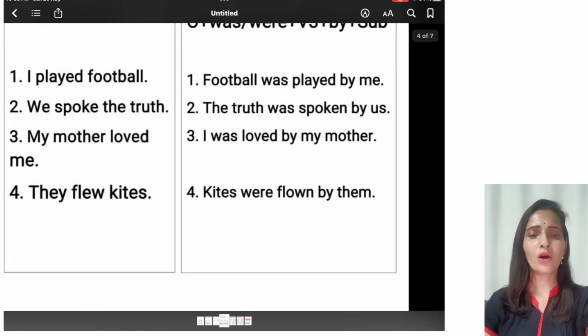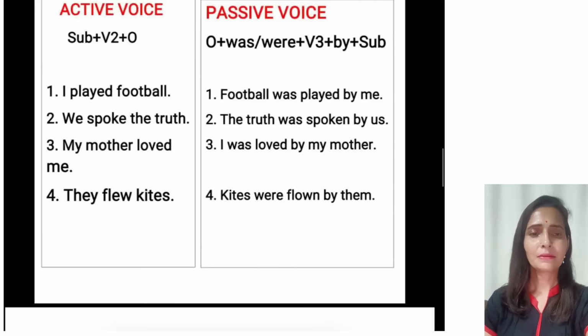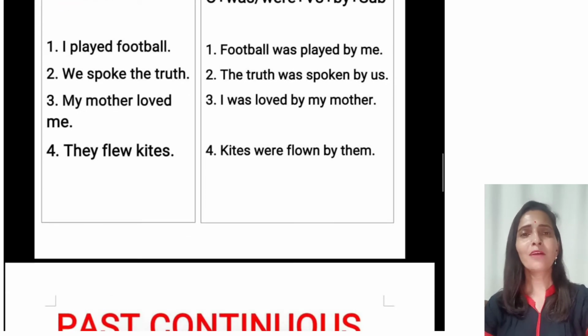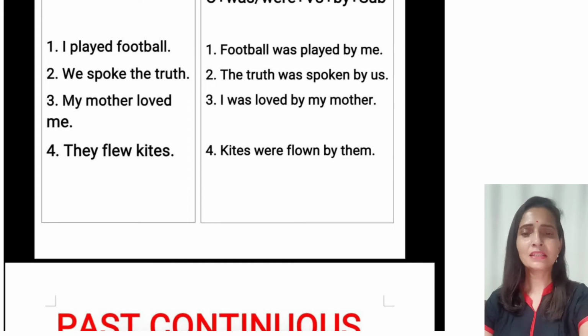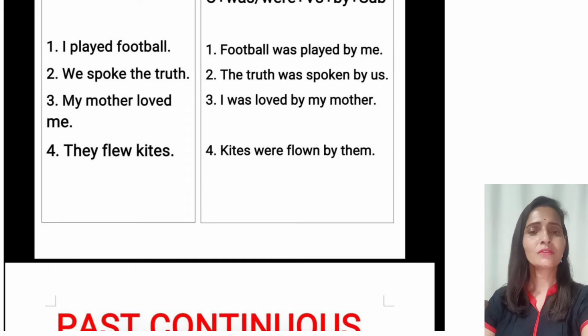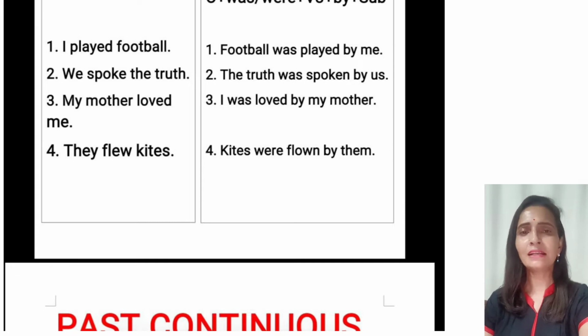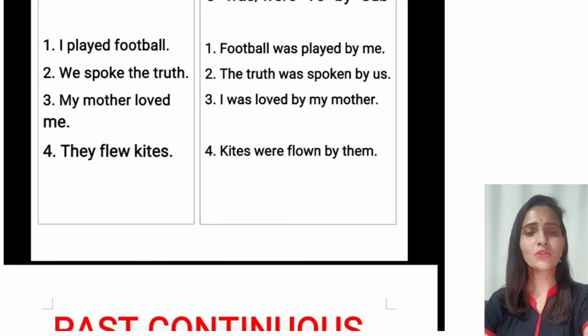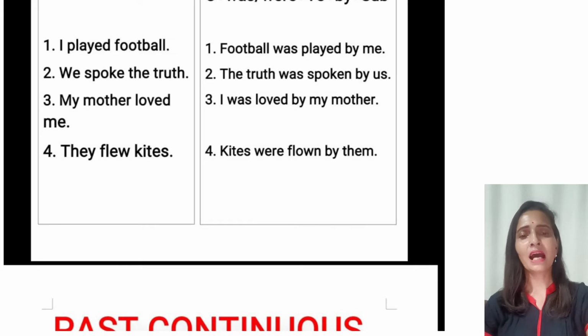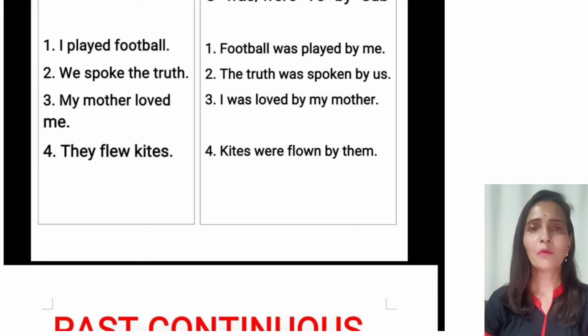I was loved. Then we will write by, my mother. Okay. Third, they flew kites. What is object here? Kites. So kites is the object here. So we will change this object into subject. So first of all we will write kites. This is plural. So we will use here plural helping verb. Kites were. Then third verb of flew, flown.